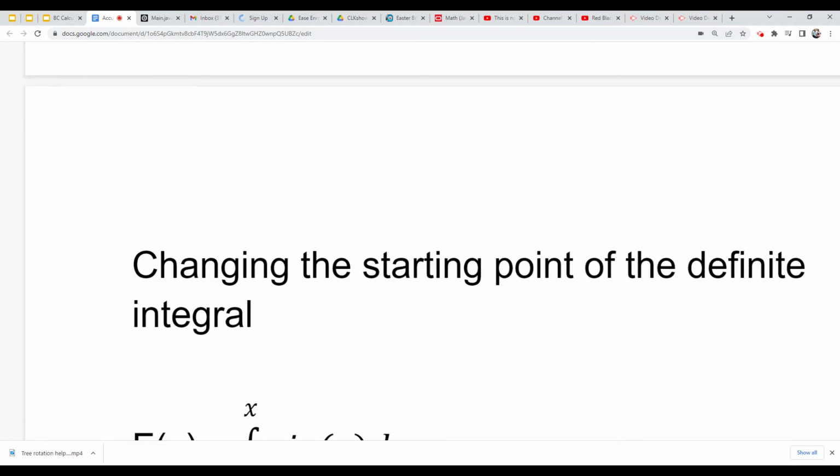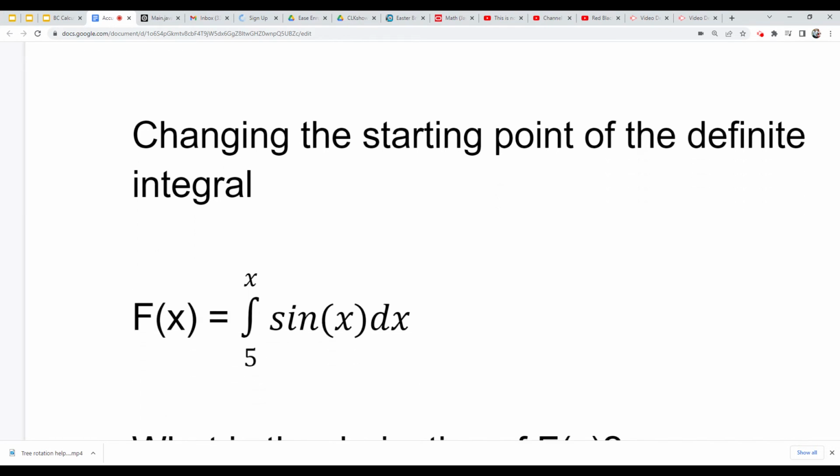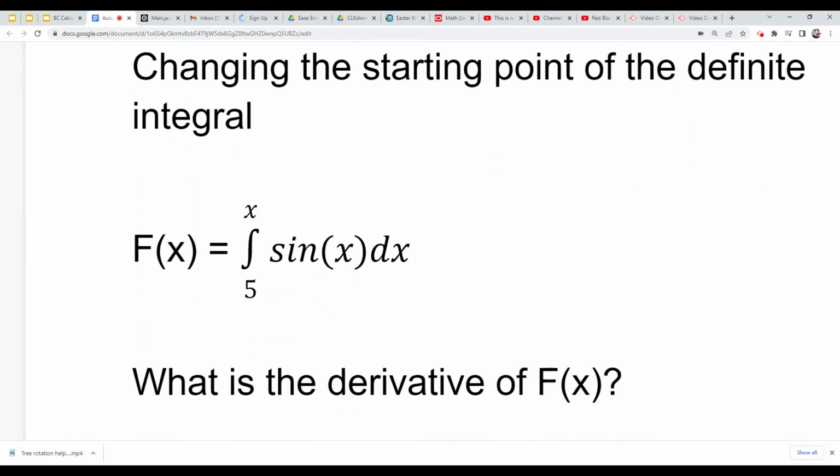Okay, so we can change the starting point of the definite integral from 0 to 5. So students will often overlook this 5 down here. And so they might just answer, actually, ironically, the answer is the sine of x, but let's see how that is. Why is it that the derivative is still the sine of x here?